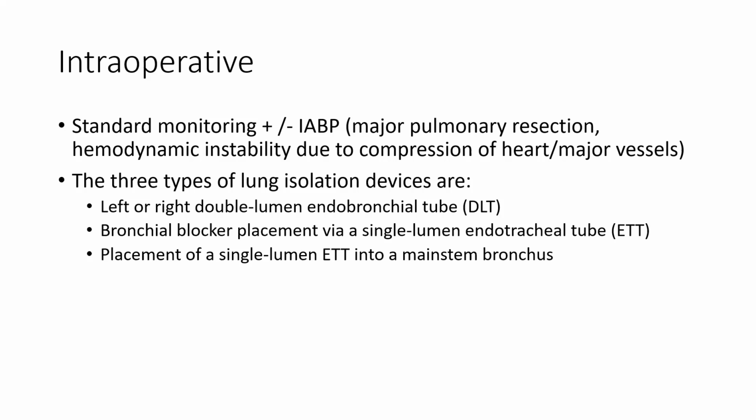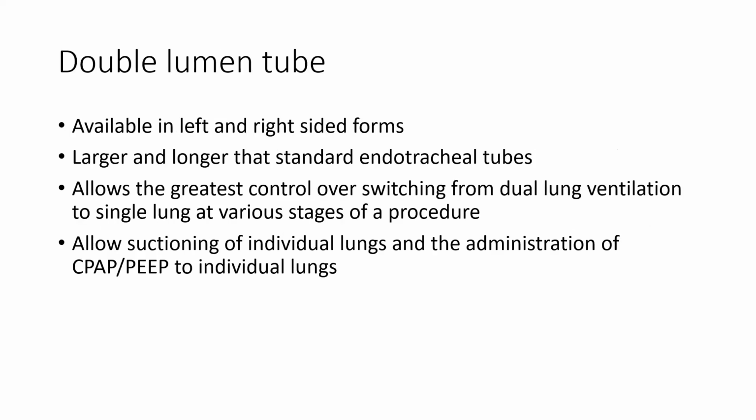So the double lumen tube is the commonest device used to perform one lung ventilation. It is available as a left or right sided double lumen tube. The one that is commonly used is the left double lumen tube. So people use the left double lumen tube as much as they can before they even consider a right sided double lumen tube. So why is it so?